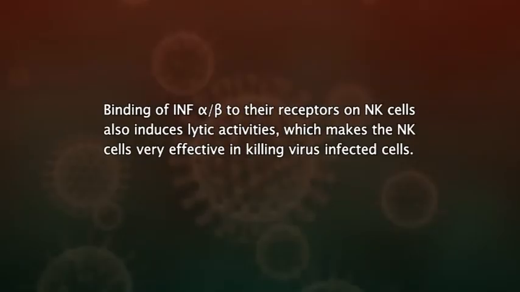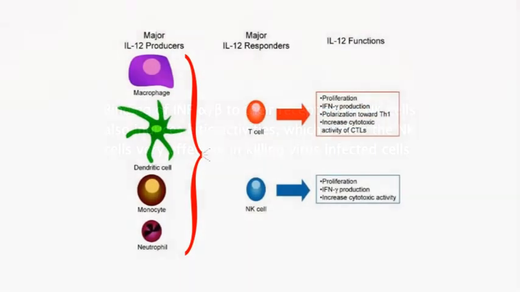Binding of interferon alpha or beta to their receptors on NK cells also induces lytic activities, which make the NK cells very effective in killing virus-infected cells. Interleukin-12, which is produced very early in the innate immune response, can also enhance the activities of NK cells.